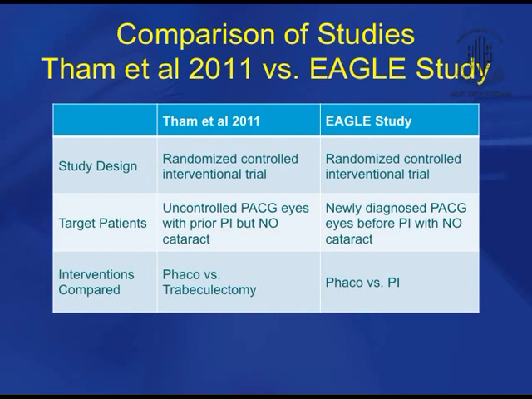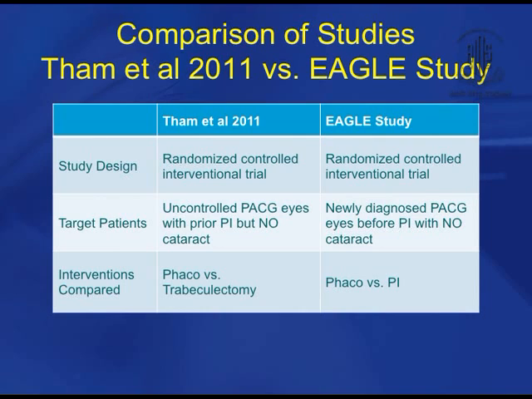At this juncture, I should try to clarify the difference between our study and that of the EAGLE study, which has recently been discussed a lot. Basically, both studies are randomized controlled interventional trials, but we have slightly different target patients. In the EAGLE study, they were targeting newly diagnosed PACG eyes before peripheral iridotomy, and these eyes have no cataract, whereas we were targeting uncontrolled PACG eyes with prior peripheral iridotomy but no cataract.